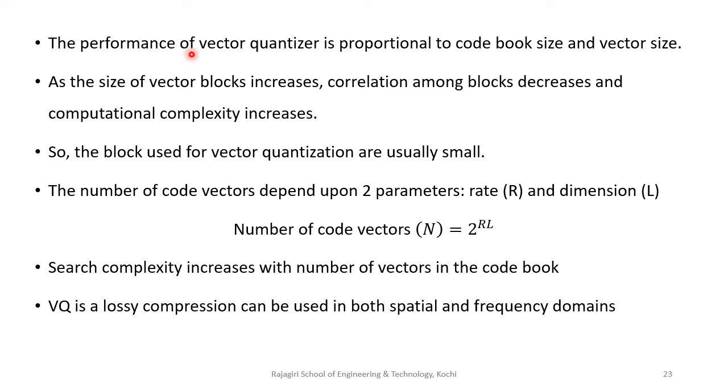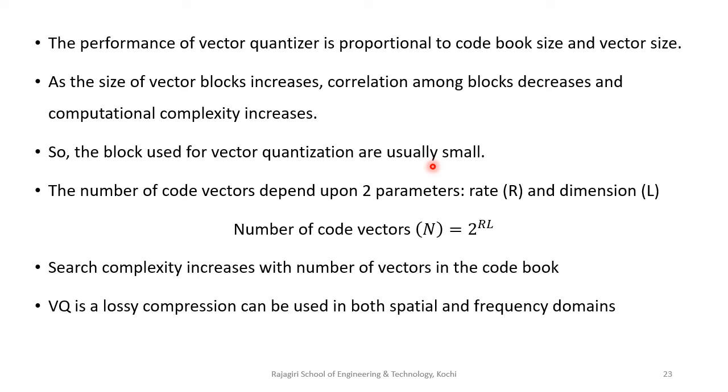The performance of the vector quantizer is proportional to the code book size and the vector size. As the size of the vector blocks increases, the correlation among the blocks decreases, and there is an increase in the computational complexity. So the blocks used for vector quantization are usually small.